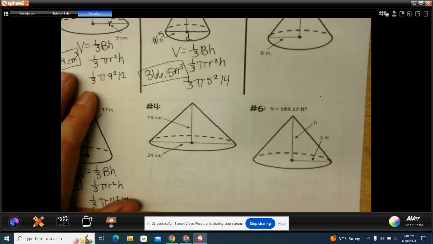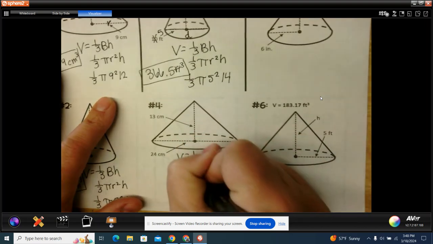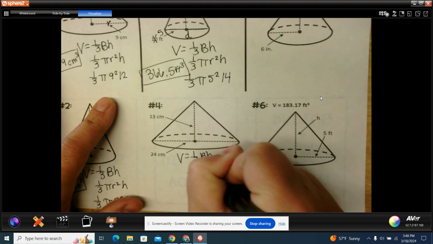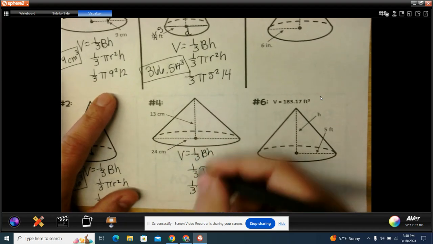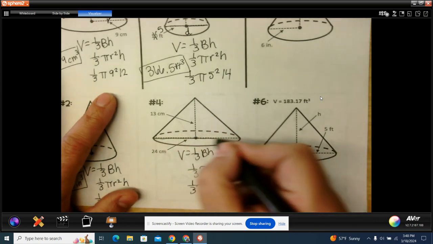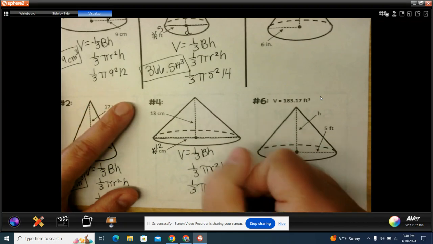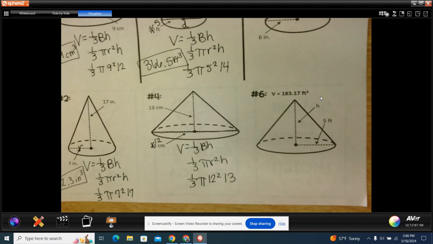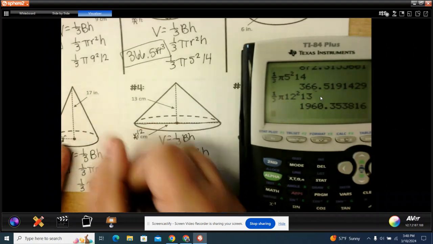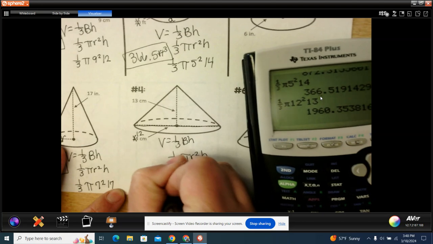And then for our next one, we have V equals 1/3 big BH. So B, replace it with pi r squared. So we've got 1/3 pi. R, 24 goes all the way across. That's a diameter. We're going to change it to 12. So 12 squared, H is 13. So type it in our calculator, and we get 1,960.4 centimeters cubed.